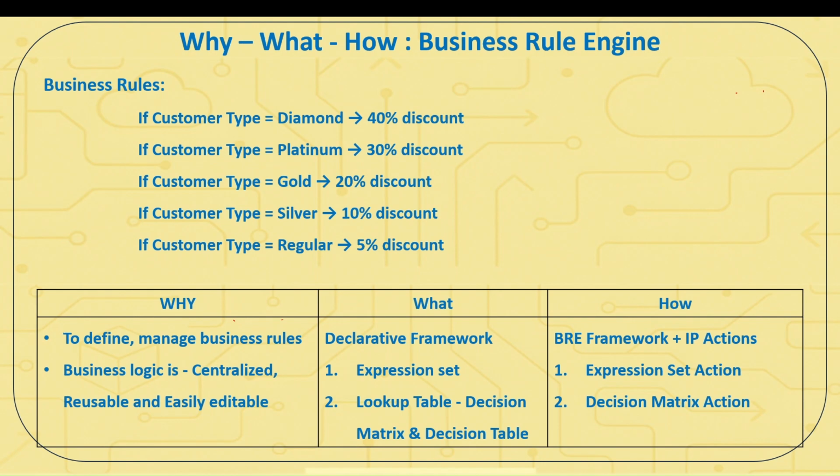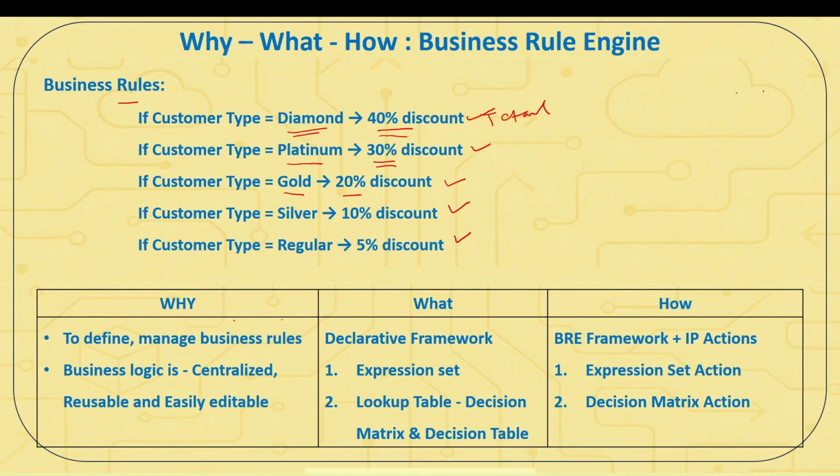First, let's understand what is the concept of business rules. For example, if we need to finalize discount percentage based on customer type: if customer type is diamond, then there will be a 40% discount on total bill. If customer type is platinum, there will be 30% discount. Similarly, if it is gold, 20% discount. Likewise, there are some rules defined by business.